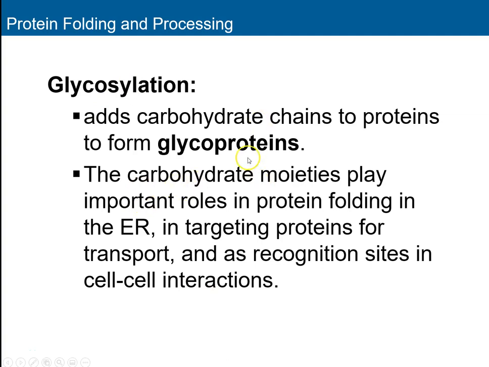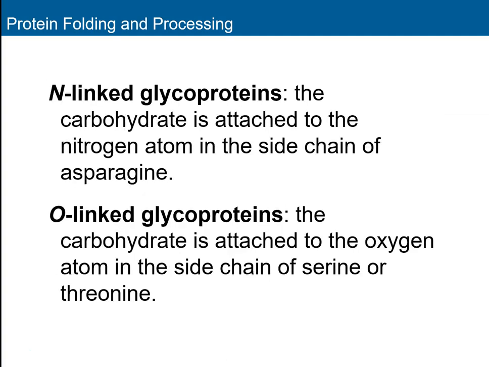It says the carbohydrates that are added to proteins to form glycoproteins are important in protein folding. In the ER, I told you a lot of protein folding and processing actually occurs inside the endoplasmic reticulum. It's also important in targeting proteins for transport and also as recognition sites for cell-to-cell interactions. Remember, they're glycoproteins that sit in the plasma membrane, and those carbohydrate chains stick to the outside of the cell.